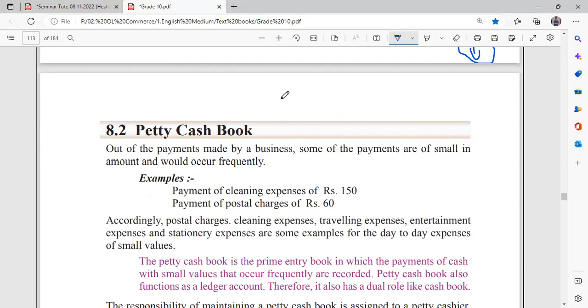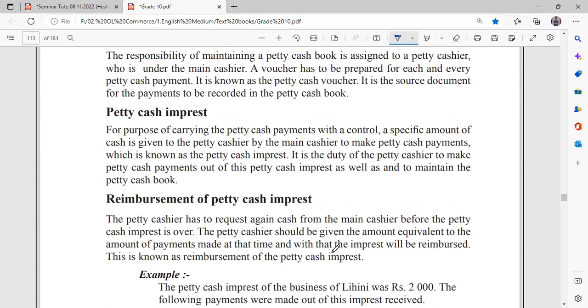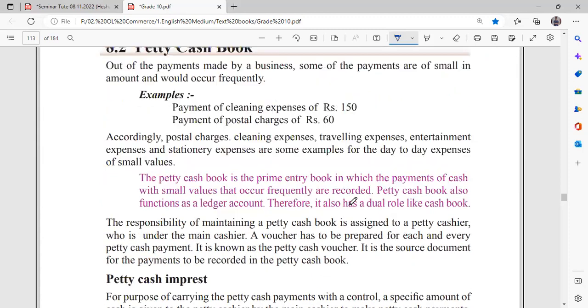Right? So now we hire a person called a petty cash controller, the petty cashier. The petty cashier receives cash from the main cashier, and then from that cash the petty cashier can make the frequently occurring petty cash payments, right?